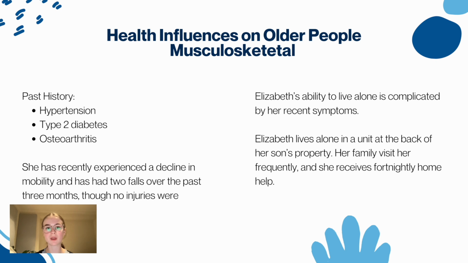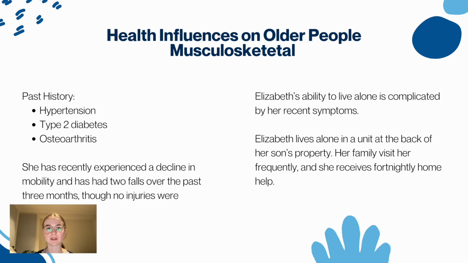environment. A brief overview of her history includes osteoarthritis, which is a degenerative joint condition causing joint pain, stiffness, and reduced mobility; hypertension, long-term high blood pressure; and type 2 diabetes, where her body is less responsive to insulin and progressively loses its ability to produce enough insulin.